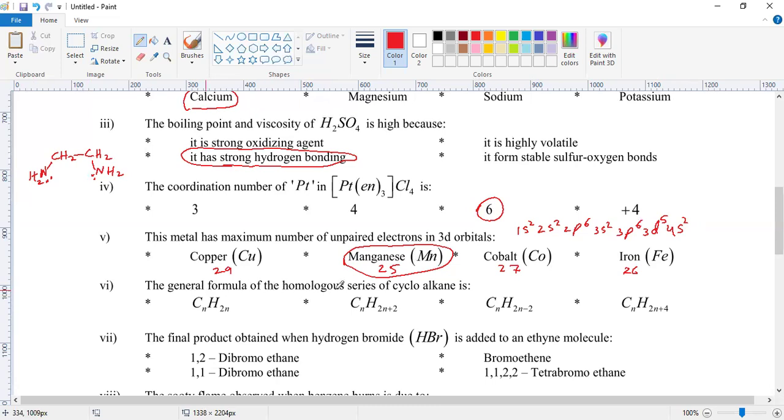The general formula of the homologous series of cycloalkane. Remember that cycloalkanes and alkenes both have the same general formula, that is CnH2n. Both have a deficiency of 2 hydrogen atoms.